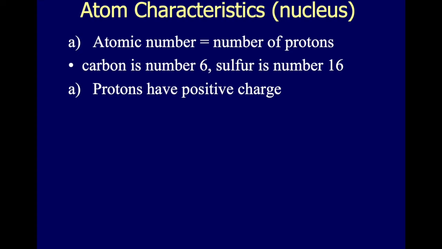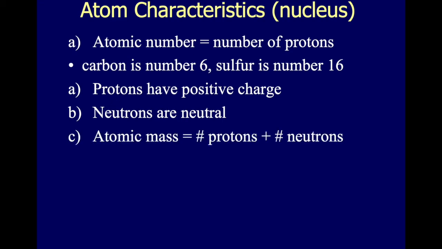Protons have the positive charge. Now they will need to be balanced by electrons in a neutral atom, because a neutral atom has an overall charge of 0, and neutrons do not contribute any charge, so the number of protons must equal the number of electrons. However, because electrons are so small, they do not factor into the atomic mass. You'll see here that atomic mass is the number of protons plus the number of neutrons.